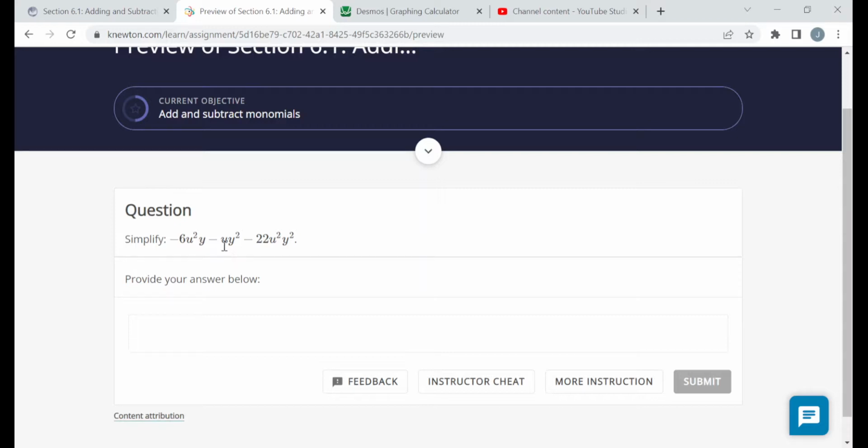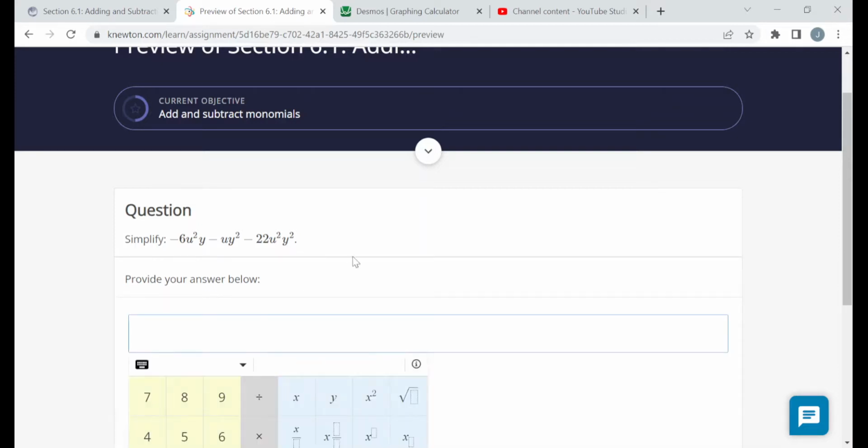This next term has negative 1 uy squared. There's no other terms with uy squared, u to the first and y squared. So this doesn't go with anything. And the last term has u squared y squared, and no other term has u squared and y squared. So these three terms are not like. None of them are like. So the way they wrote it is as simple as it gets.